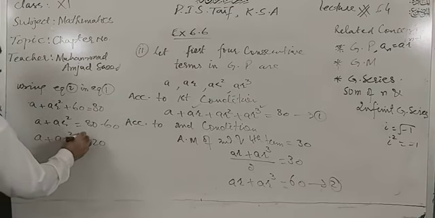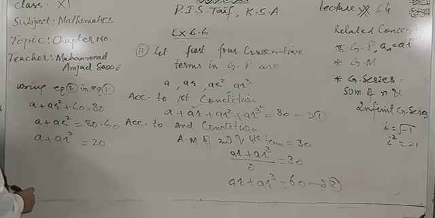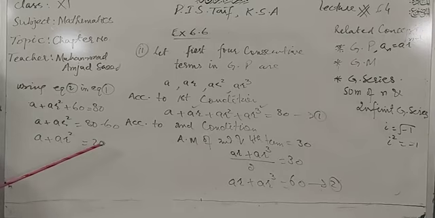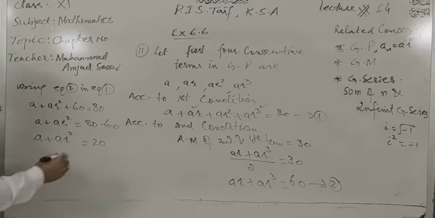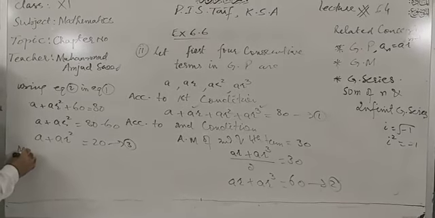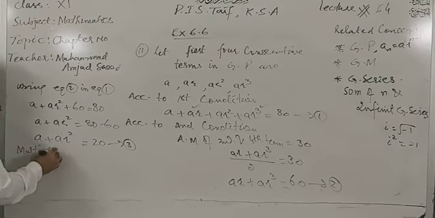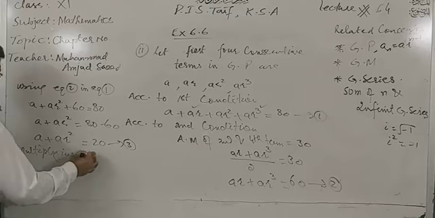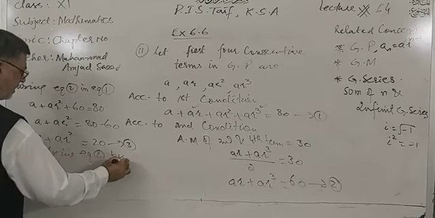A plus AR square is equal to 20. Dear students, now you multiply this equation by R, multiplying both sides by R. This can be taken as equation 3, multiplying equation 3 by R.